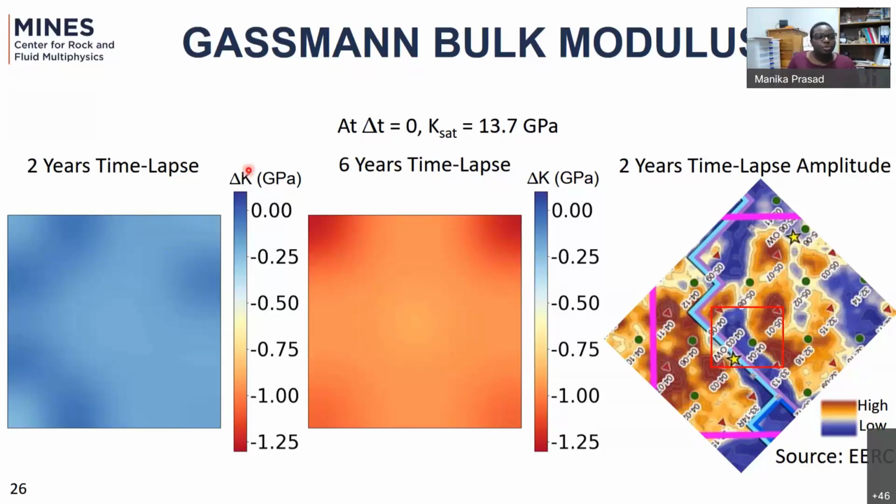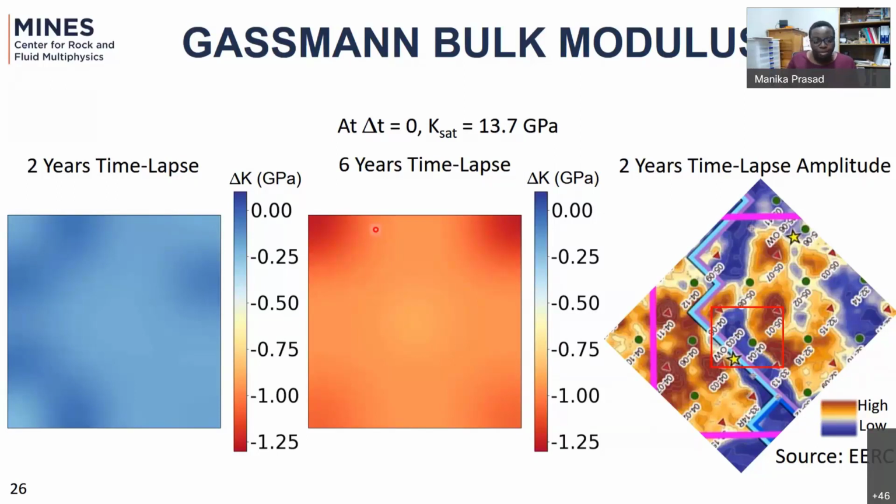So when we look at the bulk modulus here, the map in 2 years isn't very clearly showing the pattern that we have in the 2-year time-lapse amplitude. But in 6 years, we see that there's a huge decrease in the bulk modulus, and we'd expect this because CO2 is of lesser density than hydrocarbon.